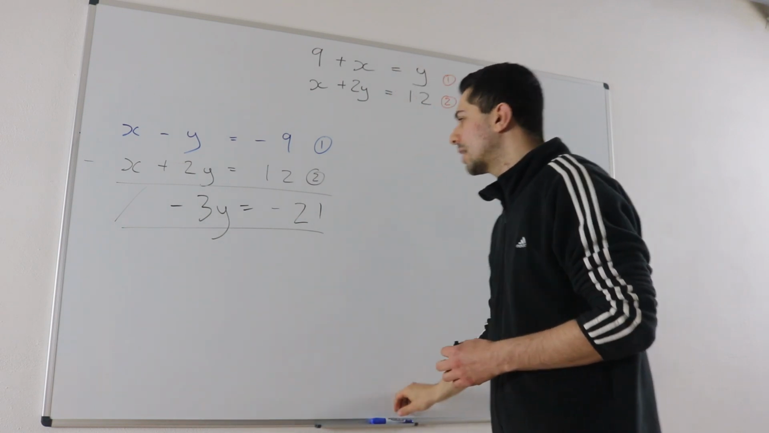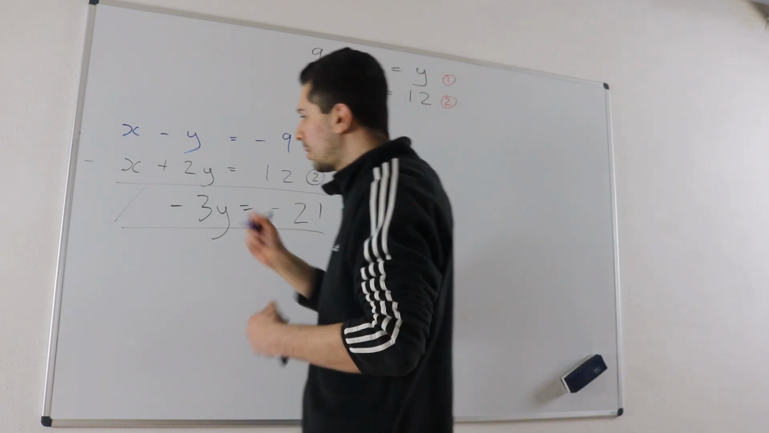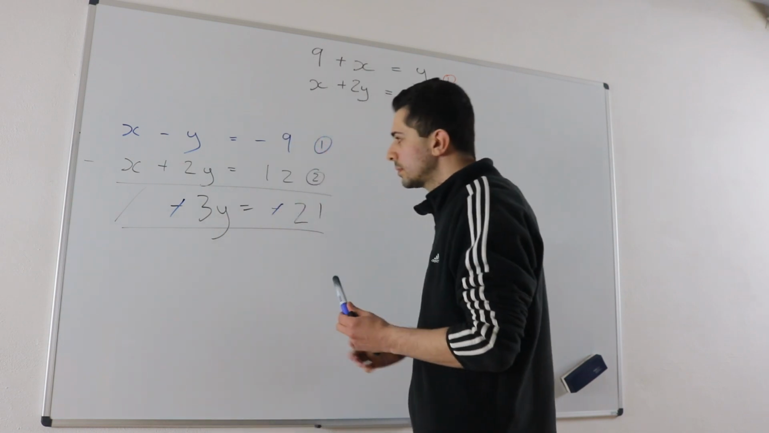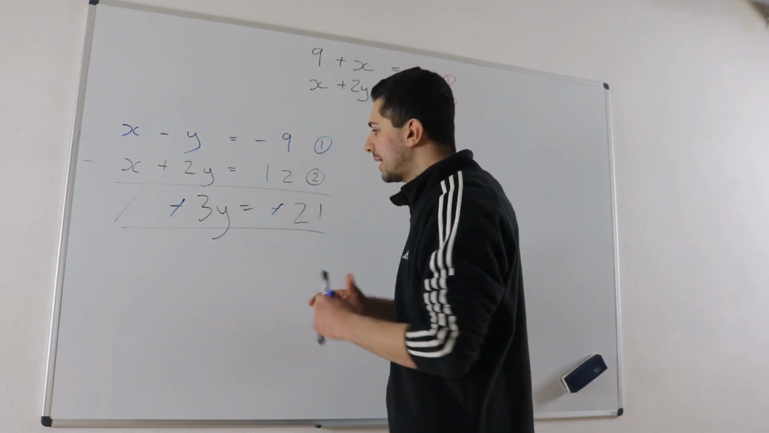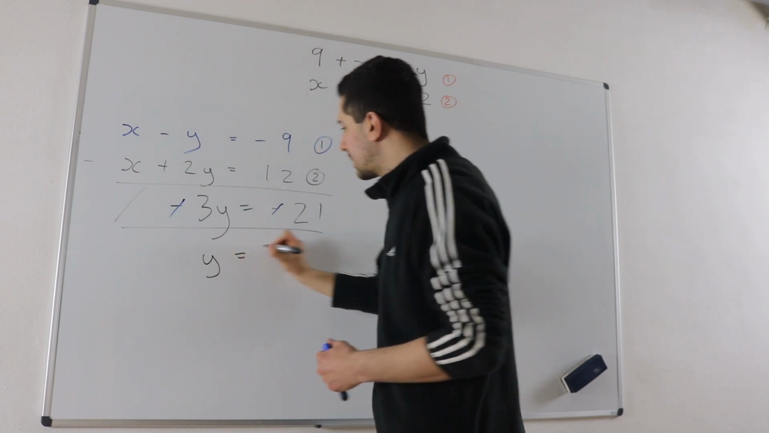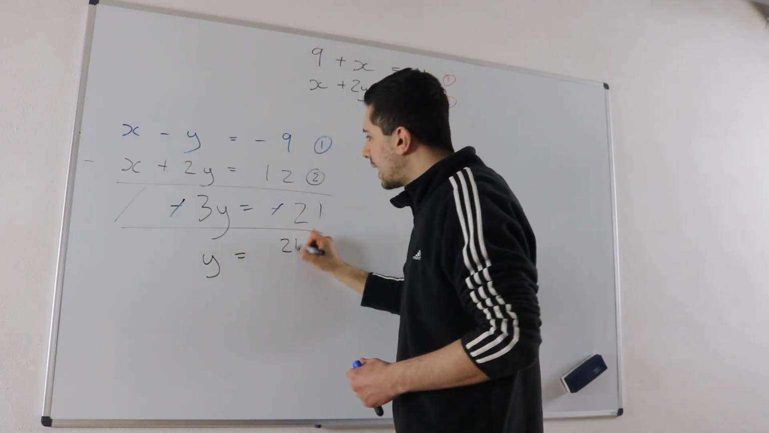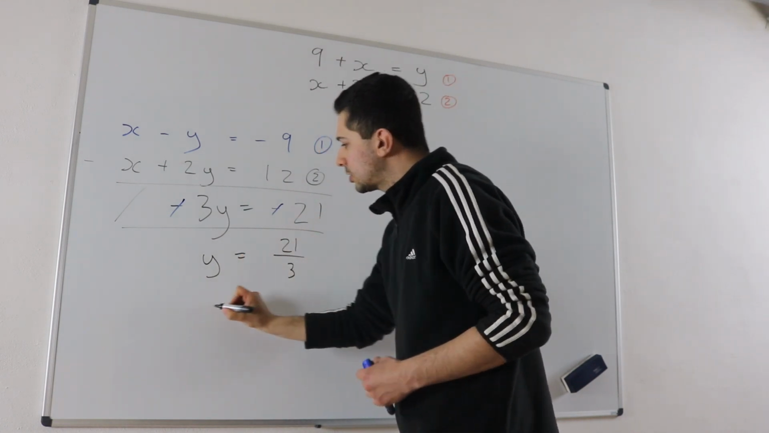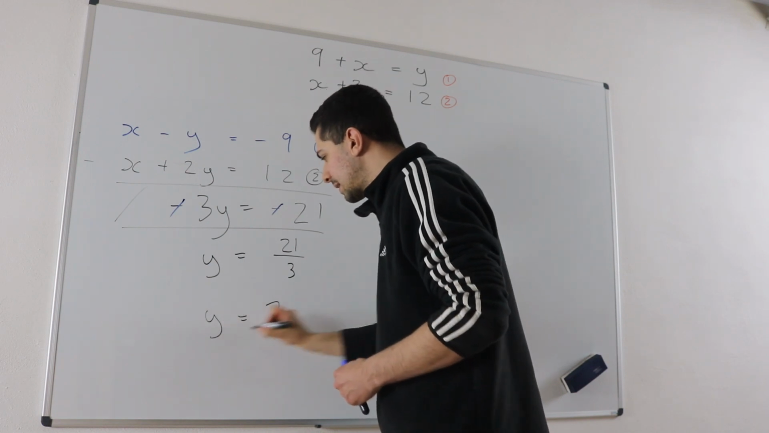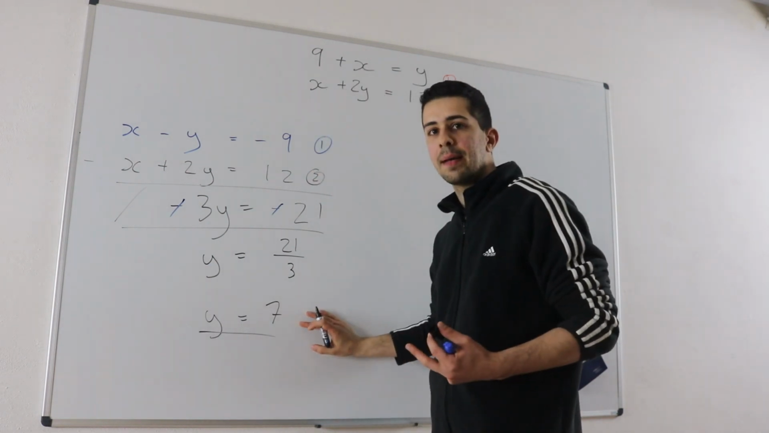Now, over here I can go ahead and eliminate the minus on both sides. I take the 3 to the other side. From times becomes division, so 21 divided by 3, so y equals 7. And like this, I have found y.